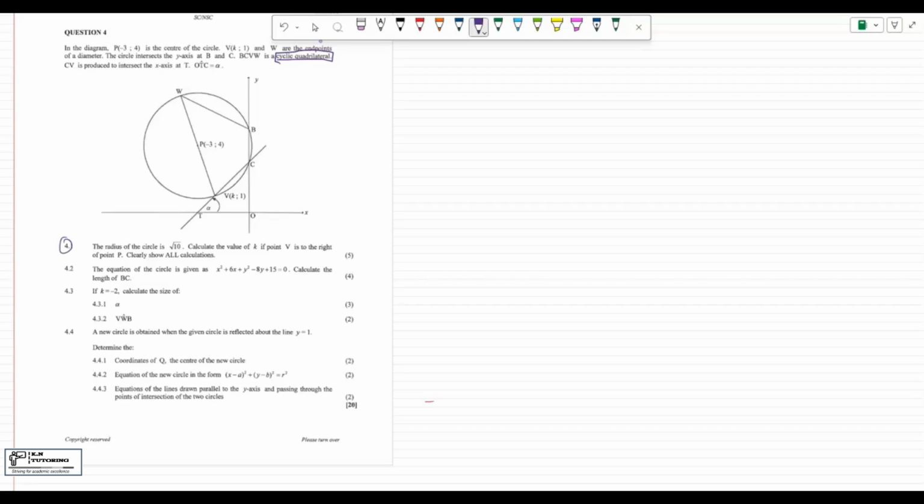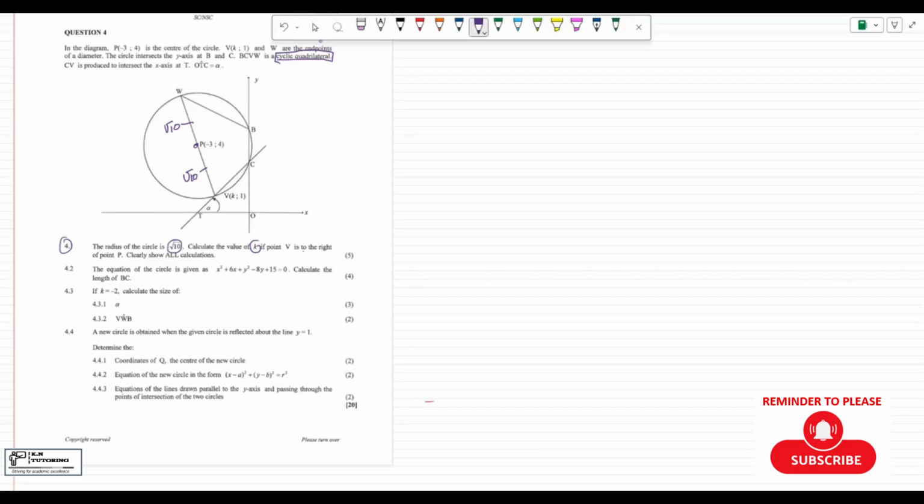4.1 for 5 marks. Oh, okay. So we just start with heavy stuff, 5 marks. The radius of the circle is square root 20. So they're telling me that it's square root 20. So we know that if this is the center and this is going to be a radius, this is going to be a radius. They're telling me that this is square root 20, which means this also equals square root 20. All right. Calculate the value of k, the point V.